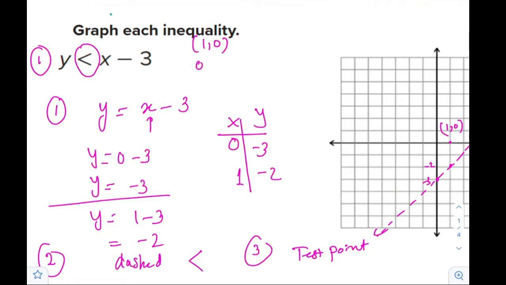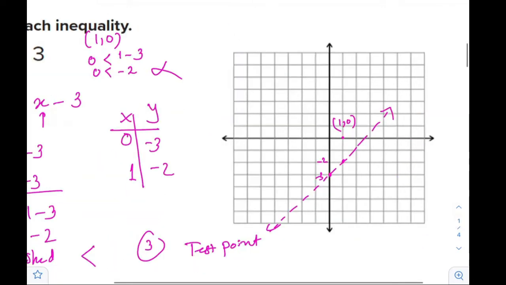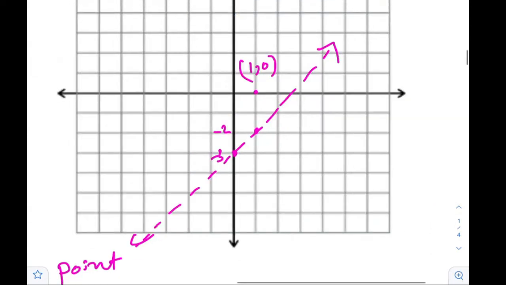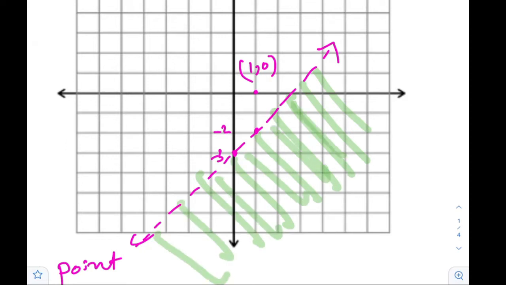So y is 0, less than x minus 3, I replace x with 1, so 1 minus 3. So 0 less than minus 2. Is 0 less than minus 2? Of course, this is wrong. Since this test point gives us a wrong inequality, we are not going to shade the region including this point. So we will shade the other side. So this is the solution of the inequality that we are looking for.